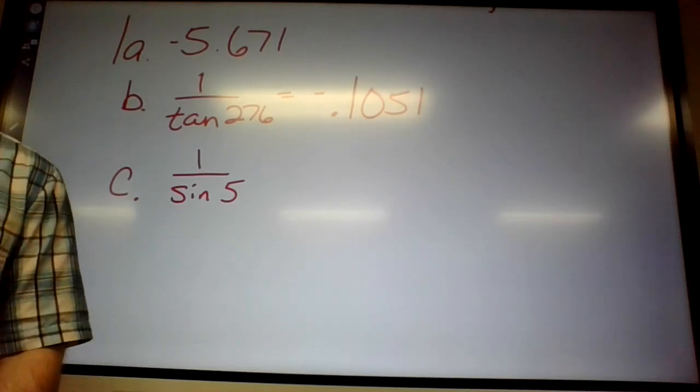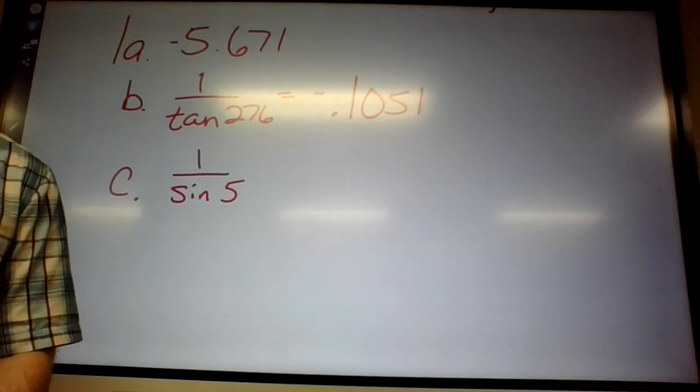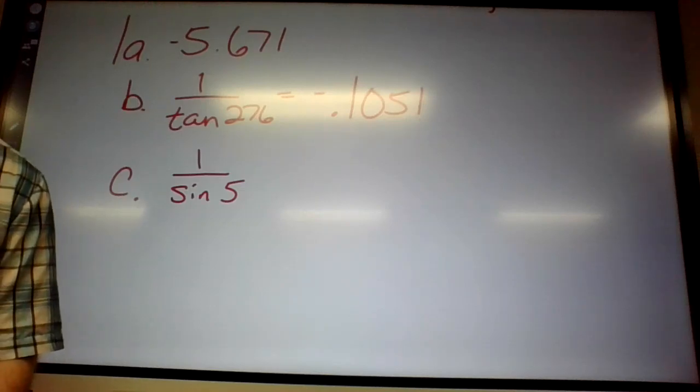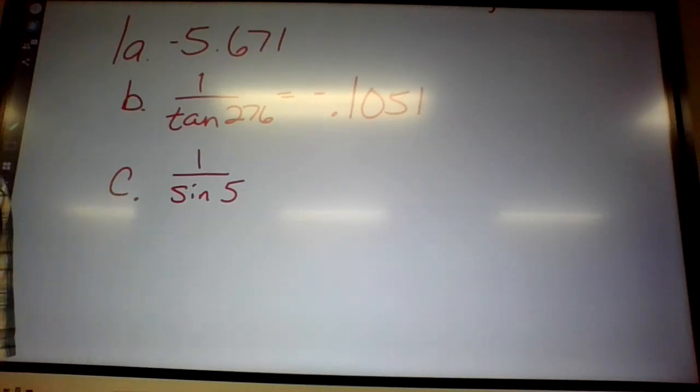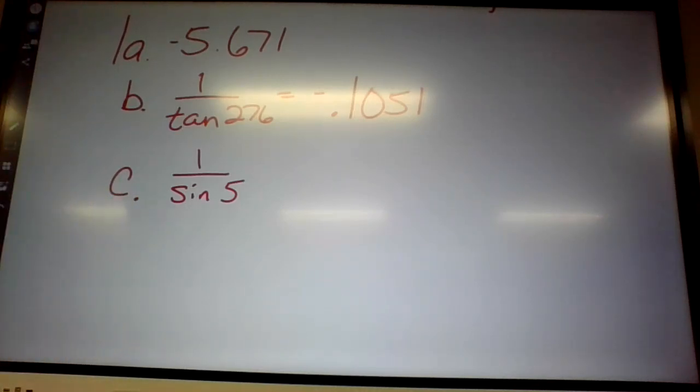Okay, D is secant, so that's 1 over cosine. Is cot tangent? 1 over tangent, yes. Cotangent. This makes sense.